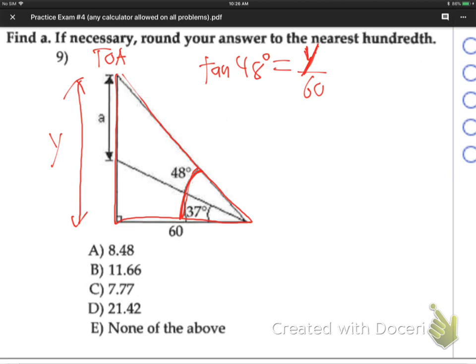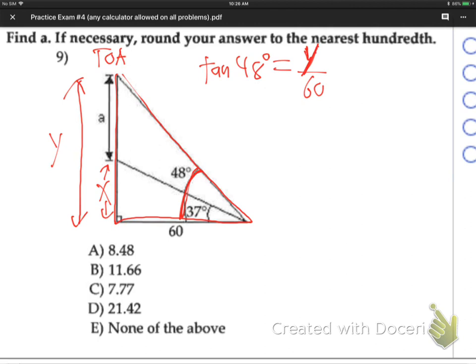Does that make sense? I'm going to find y first, then I'll come back and find x, which is there to there, and then y minus x will be A. Those are two right triangles. The whole right triangle, the little right triangle. Two tangents. Find y, find x. Subtract them. Okay, so let's solve for y.